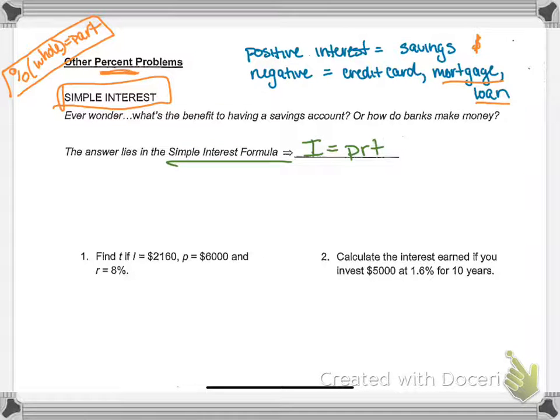So the interest formula that you're going to use is I equals PRT. Now that doesn't mean much to us right now, so let's figure out what those stand for. So I is going to be our interest, okay? So that could be the amount that we earn if it's in a savings account, or it could be the amount we owe the bank if we're borrowing money, okay? But this is always going to be a dollar amount. It's the amount we earn or amount we owe.